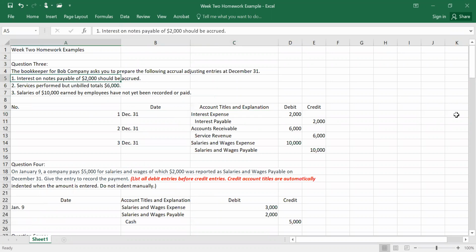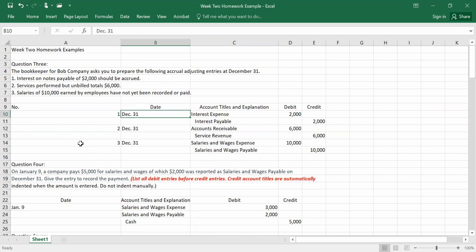So the first item is interest on notes payable of $2,000 should be accrued. So we haven't accrued this interest yet. So we owe it, but we haven't recorded it yet. So we need to debit interest expense, credit interest payable for $2,000. If you'll notice, the number for this is 1, date is December 31st.